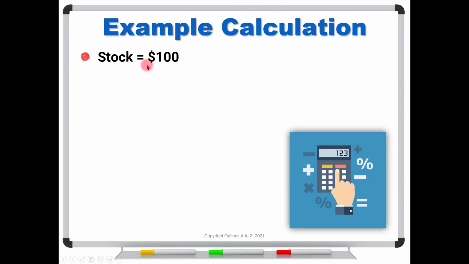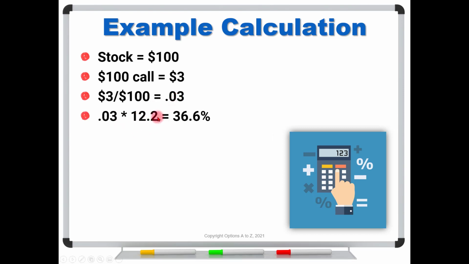So for example, let's say that the stock is 100 and the $100 call is trading for 3. Well, the first thing we're going to do is, how much extrinsic value is there? 3 divided by the stock price gives us 0.03. So you could say it's just a straight up or a simple return of 3%. But if you wanted to annualize it, if there were 30 days, we just found that that would be a 12.2 annualization factor. Take 0.03 times 12.2 would be 36.6, or about 37%. So that's just saying that if you were able to write this call every 30 days throughout the year, you would end up with about 37%.